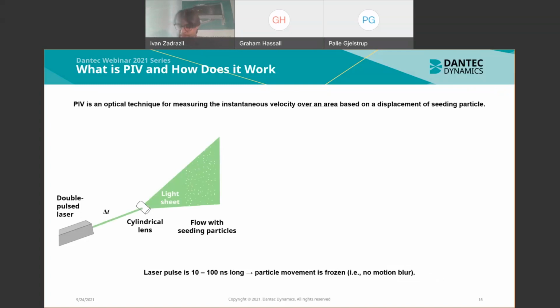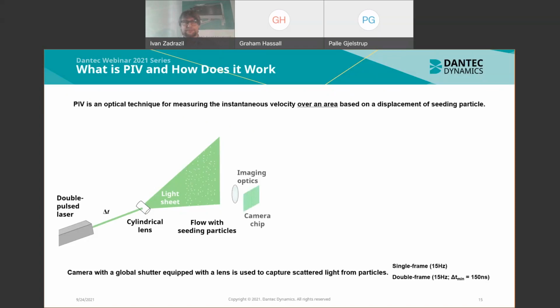Right, so let me pause the animation during one of these pulses. These pulses are typically 10 to 100 nanoseconds long, so they're very short, and it's used as a flashlight pretty much to freeze the particles' movement. So there's no motion blur when these very small particles are imaged.